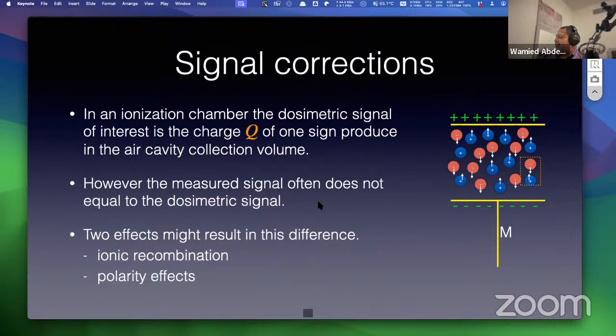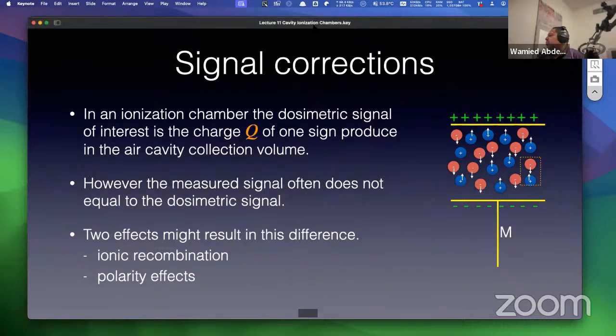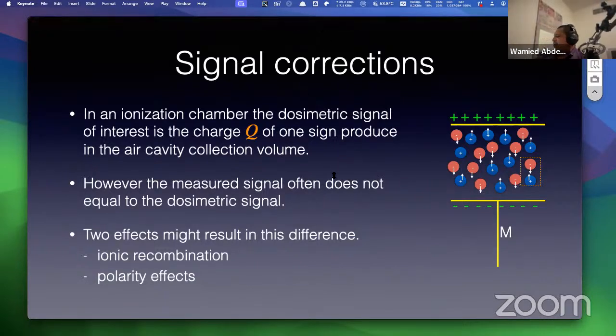And there are two effects that will result in this. The first one is ionic recombination, and the second one is polarity. There are some polarity effects.